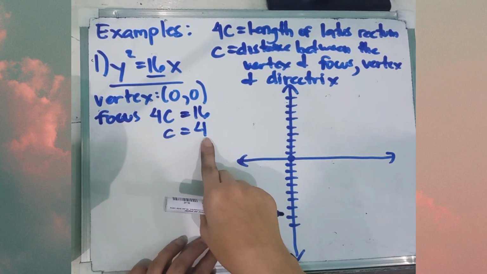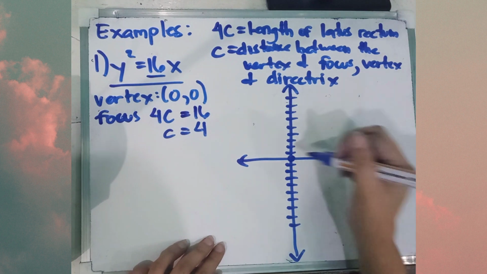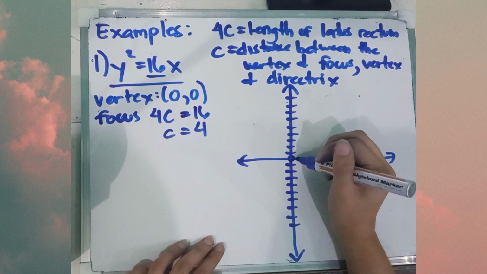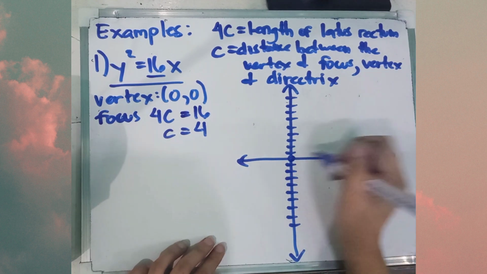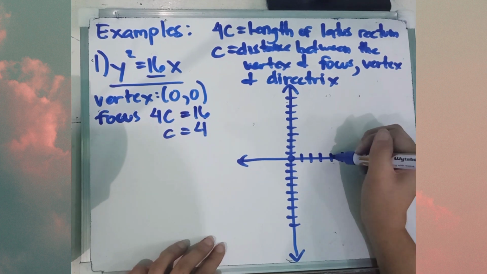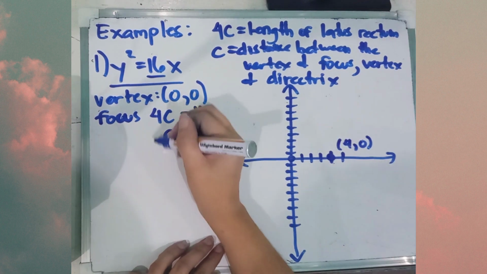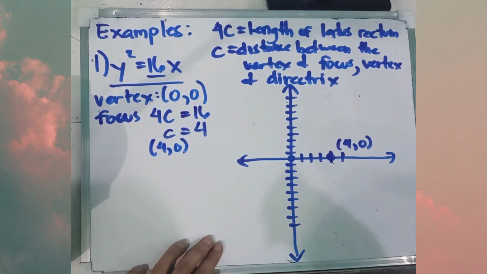So how will we use 4 in order to determine our focus? From the origin, since our parabola opens to the right, we need to count 4 units going to the right. That's 1, 2, 3, 4. Therefore, our focus is located at the point 4, 0.